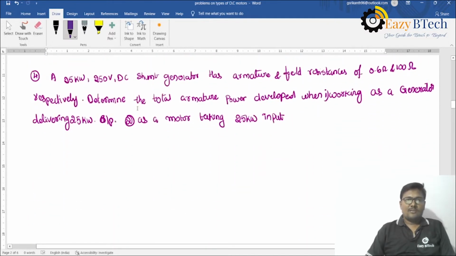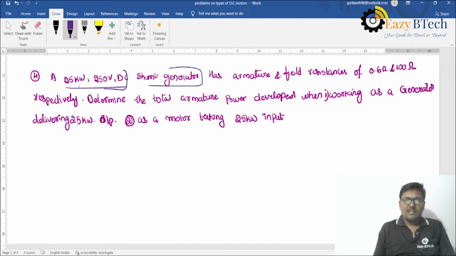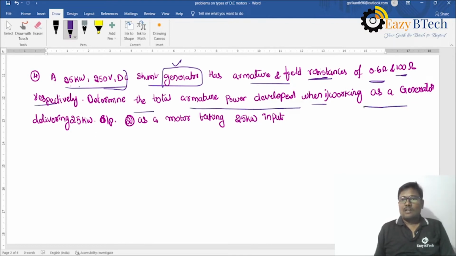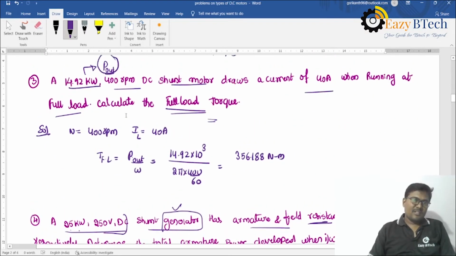Okay, and the next problem is a very, very important problem. So you know the difference between motor and generator now. A 25 kilowatts, 250 volts DC shunt generator or DC shunt machine has armature and field resistances of 0.6 ohms and 100 ohms respectively. Determine the total armature power developed working as a generator delivering 25 kilowatts output, and as a motor taking 25 kilowatts as the input. See, in the previous problem there is a small correction.